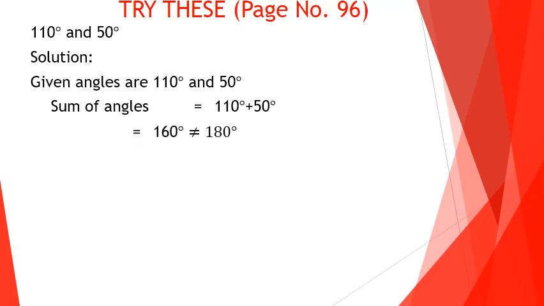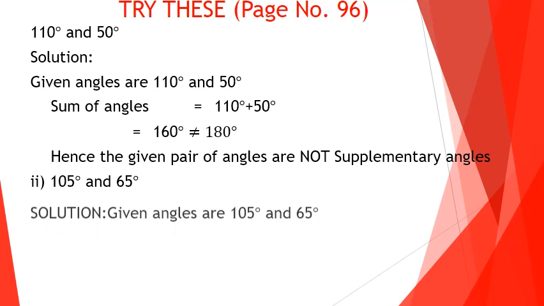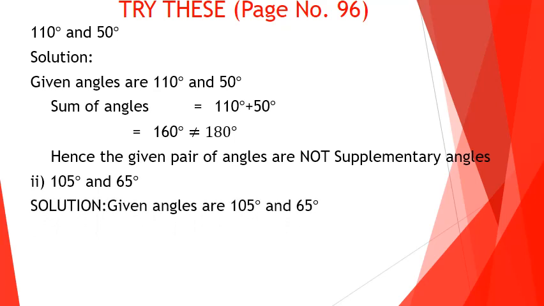Next one, two angles are given, of measures 105 degrees and 65 degrees. How to solve this one? Yes, first we have to find the sum and check whether the sum is equal to 180 degrees or not. We add the two angles, then we get 170 degrees, that is not equal to 180 degrees. Hence, the given pair of angles are not supplementary angles.